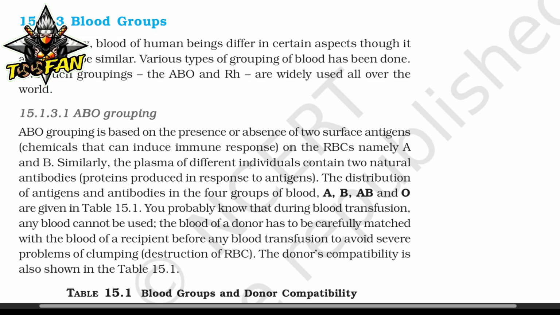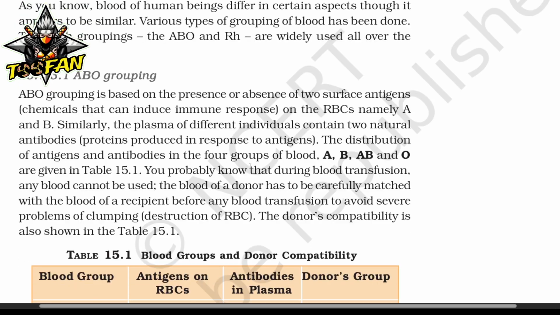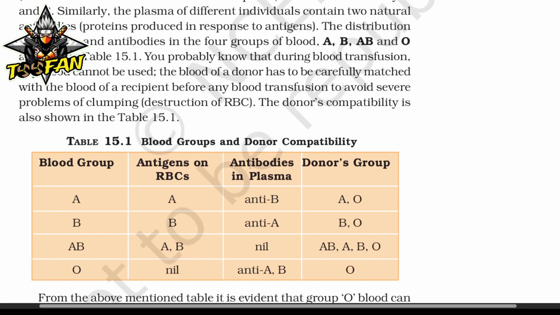table. You probably know that during blood transfusion, any blood cannot be used. The blood of a donor has to be carefully matched with the blood of the recipient before any blood transfusion to avoid severe problems of clumping, destruction of RBC. The donor's compatibility is also shown in Figure 1 table.